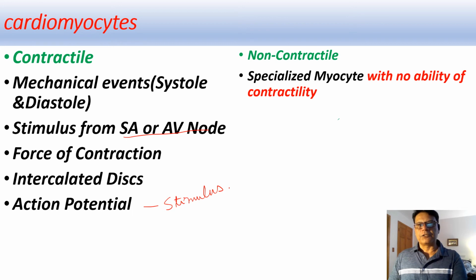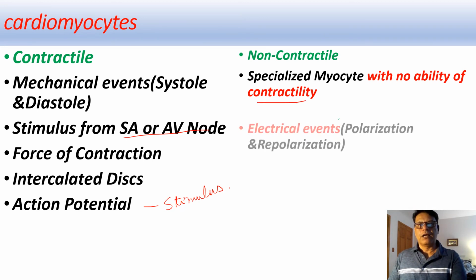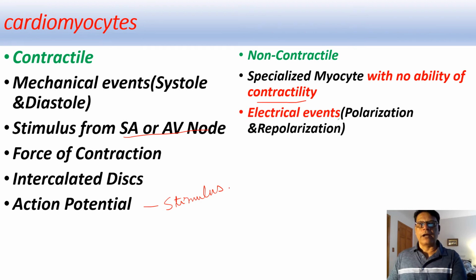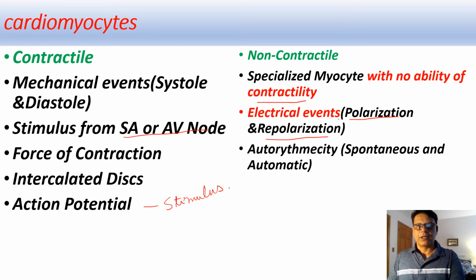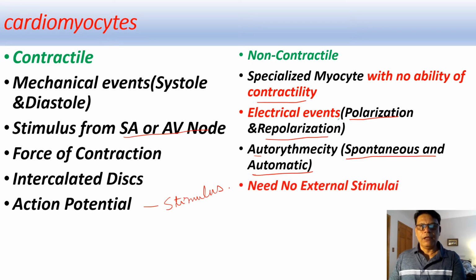And non-contractile cells are specialized types of myocytes. They have no ability of contraction, and they are related with the electrical events of depolarization and repolarization of the cardiomyocytes. Depolarization means contraction, and repolarization means relaxation. And this process is spontaneous and automatic. So these non-contractile cells automatically produce these impulses, these action potentials. This is called autorhythmicity. These non-contractile cells need no external stimulus, while for cardiomyocytes the external stimulus is action potential.